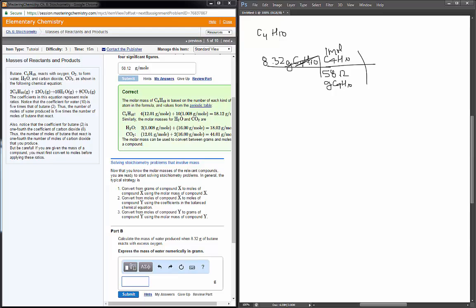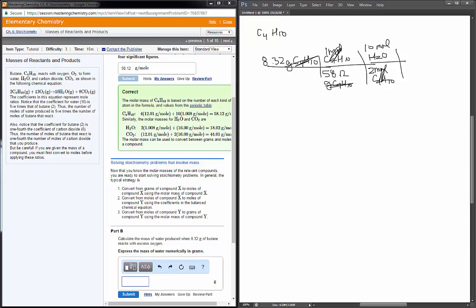So my grams of C4H10 will cancel, and now I have moles of C4H10, so I can do what I've been doing for the last few problems, which is to say that for every 2 moles of C4H10, I can produce 10 moles of H2O, according to this equation as written. So now my units of moles C4H10 cancel, and I have moles of H2O. Awesome. But they didn't want moles of H2O, they want grams of H2O. So to get to grams of H2O, I'm going to need the molar mass of the water.